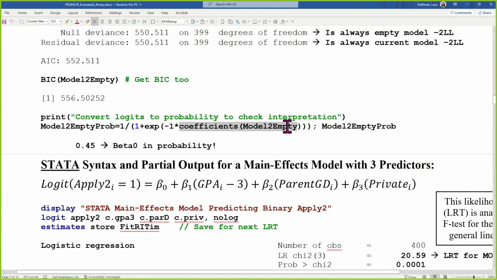Coefficients is the stored object inside this model too. So then I'm asking for it to be printed, and lo and behold, the number that shows up is 0.45. So now I know which way is up. We're predicting the 1, which is that they are at least somewhat likely to decide to go to graduate school.